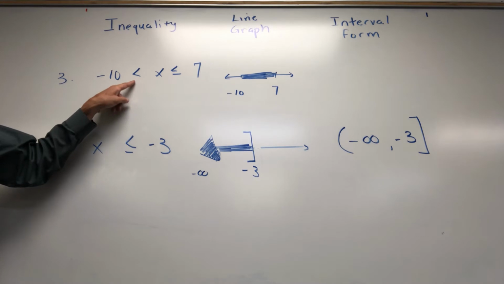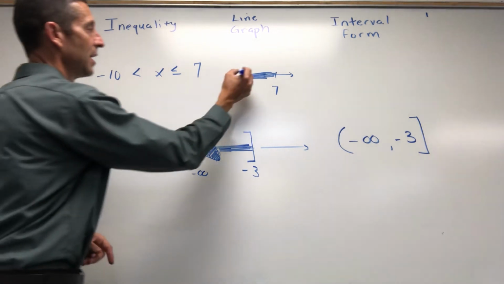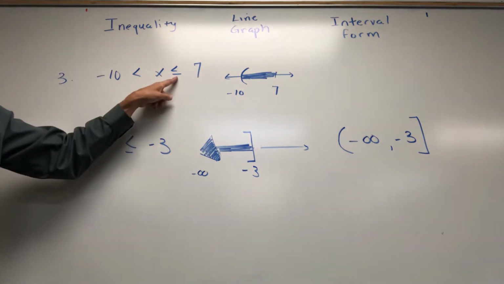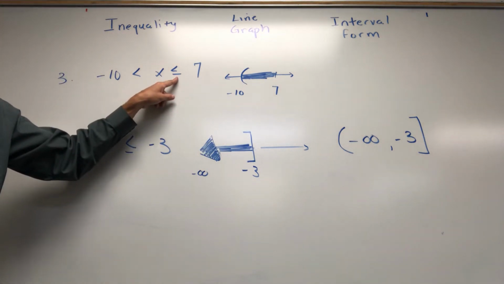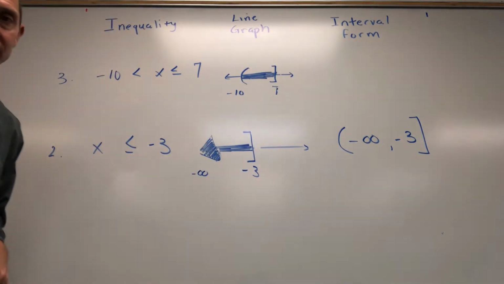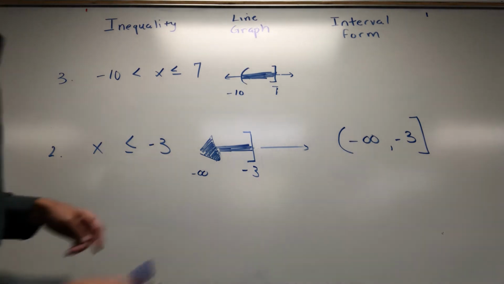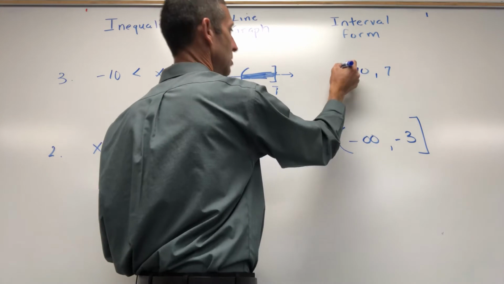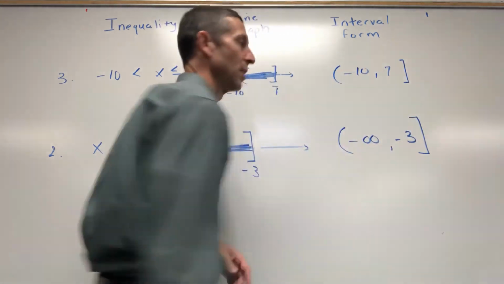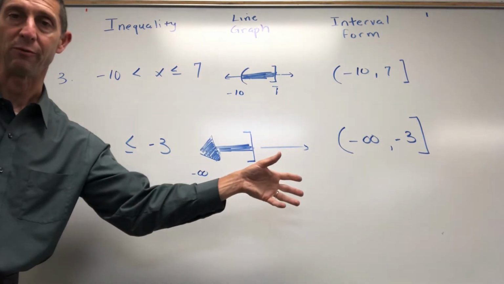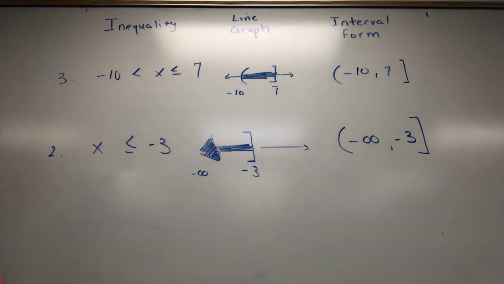Then you got to check your little inequality signs. Aha, no equal to, just less than. That would be curved parenthesis. The 7 has an equal to. That is a very straight bracket. Straight bracket. So there is your line graph. And here we go, interval form. -10 first, the 7 is second, curved parenthesis, straight bracket. So we can take an inequality, we can draw a line graph, we can put an interval form. All right, that's what we're doing on this assignment, those 3 things.